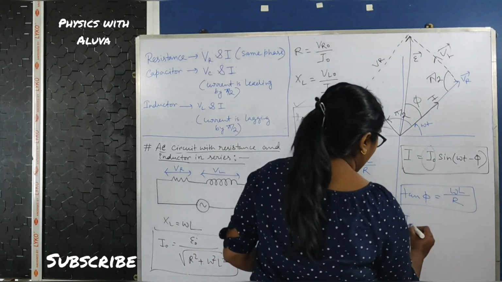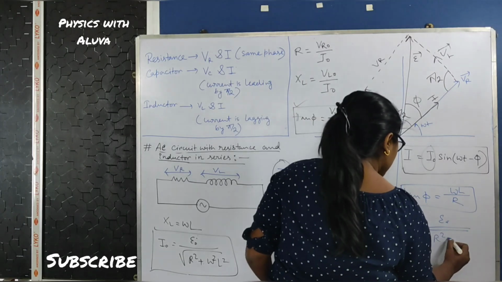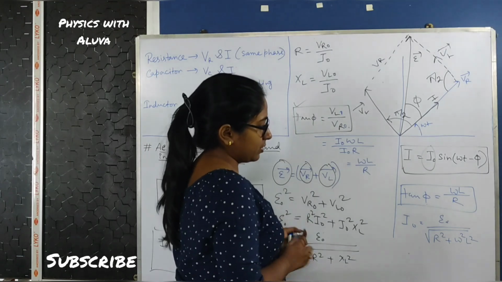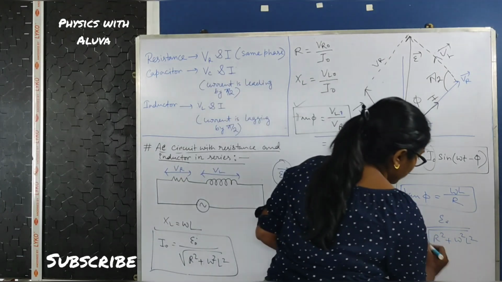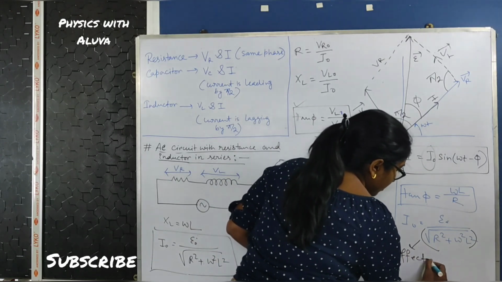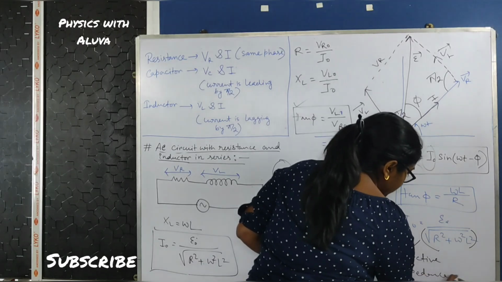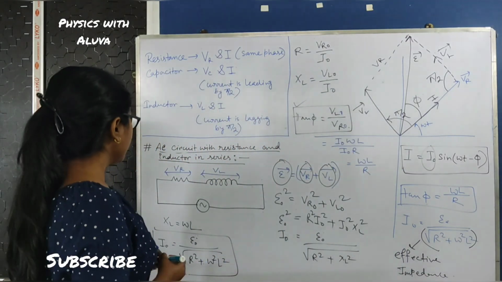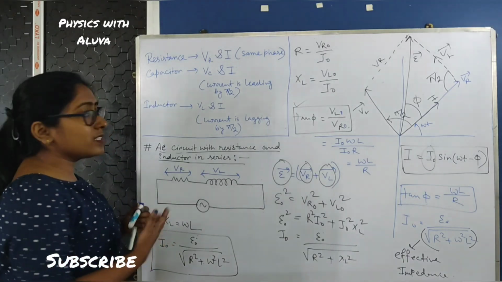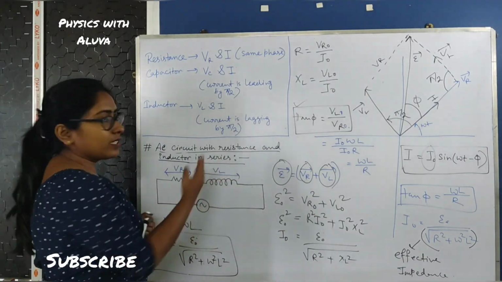And here I naught is equal to epsilon naught divided by root over R square plus omega square L square. The denominator part, that is root over R square plus omega square L square, is the effective impedance of this circuit. Okay, so here the AC circuit with resistance and inductor is done. Now we will do the LCR circuit where the resistance, capacitor and inductor three will remain in series.